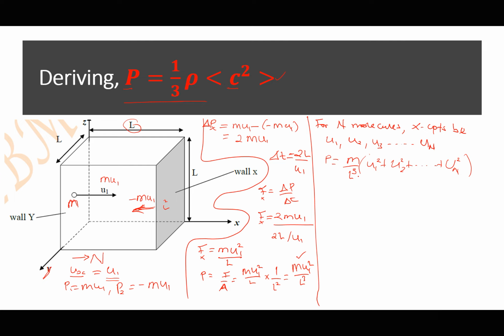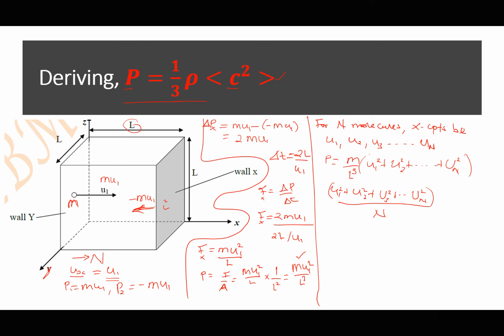But remember, we consider a large number of molecules so that an average behavior is considered. So let's try to find the average speed of all these molecules. So for the average, we shall have u1 squared plus u2 squared plus u3 squared plus until we reach un squared. Because we are looking for the average, this will be divided by the number of molecules. This will be the average speed.